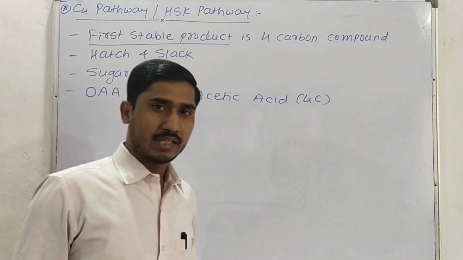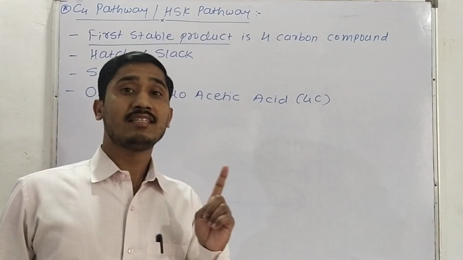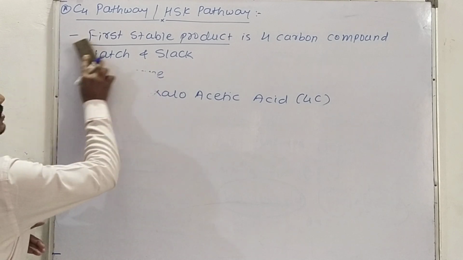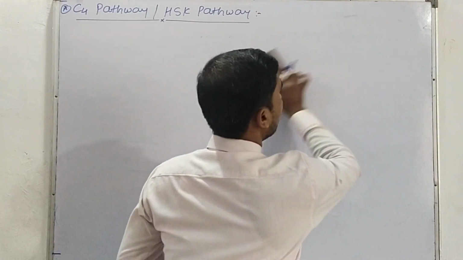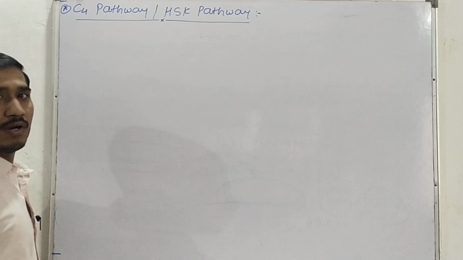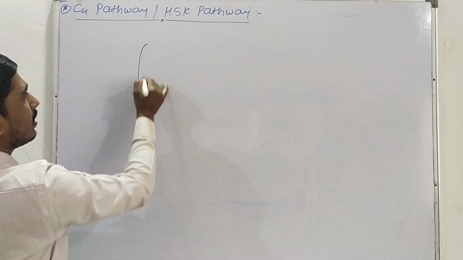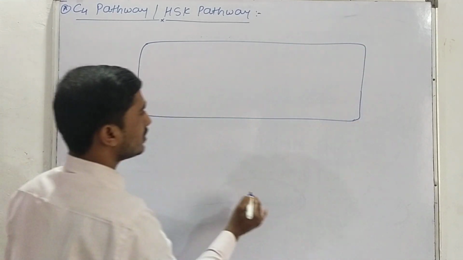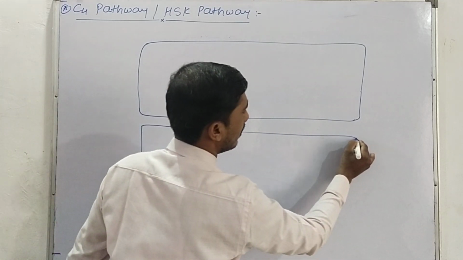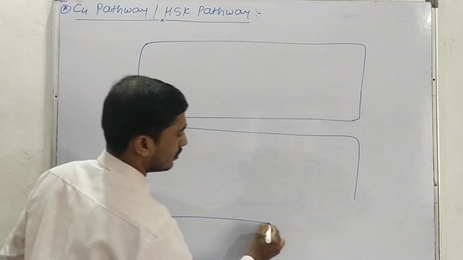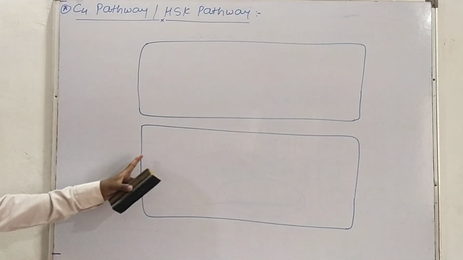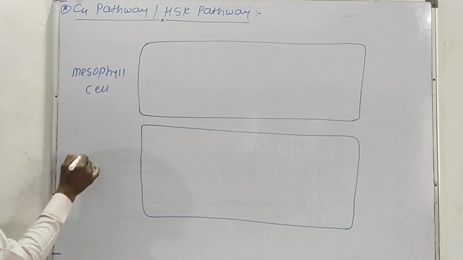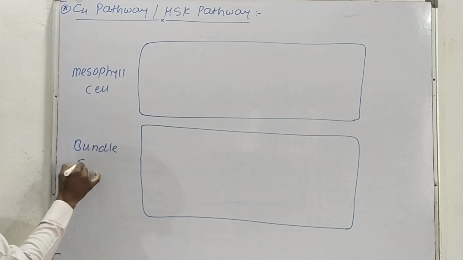To understand the C4 pathway, we should have a clear idea about Kranz anatomy. In the previous video we discussed Kranz anatomy. In Kranz anatomy, there are two types of cells. The first one is the mesophyll cell and the second one is the bundle sheath cell. This C4 pathway gets completed in these two cells.